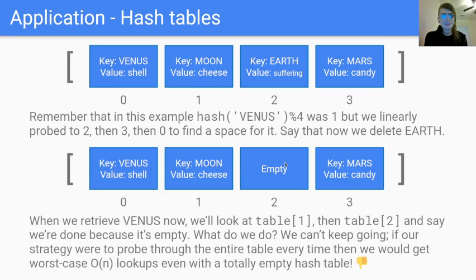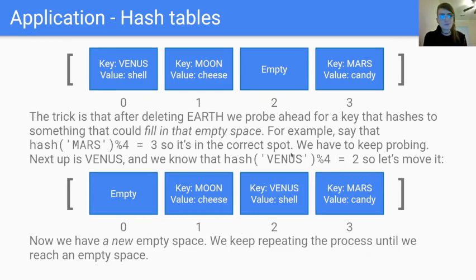Okay. All right, how do we resolve this? This is kind of subtle. So after we delete Earth from 2, we probe ahead to find a key that could have gone into that empty space. It would make sense that when we're doing a search, we would want to check spot 2 for this particular key. So it could be something that hashed to spot 2. It could be something that hashed before spot 2 that got shunted to spot 2. But we want to find some key that could go there reasonably if we're doing a search for that key.